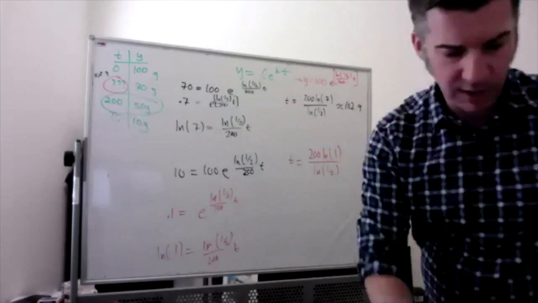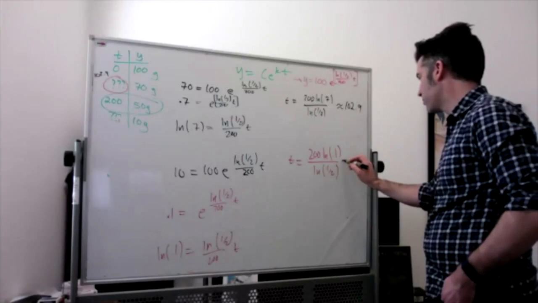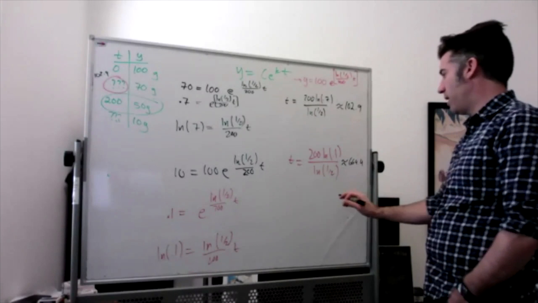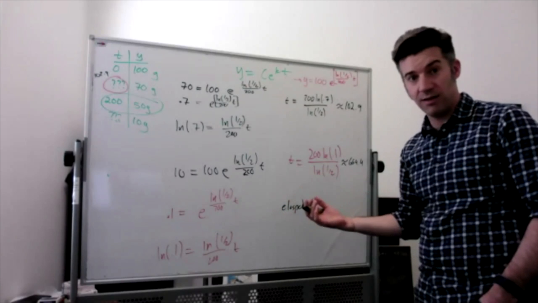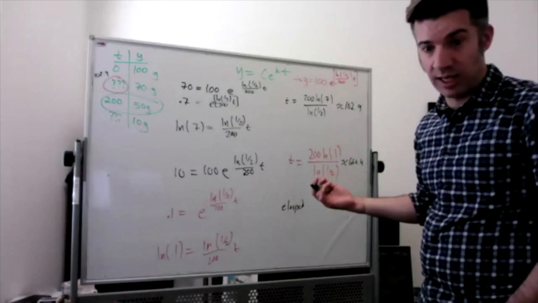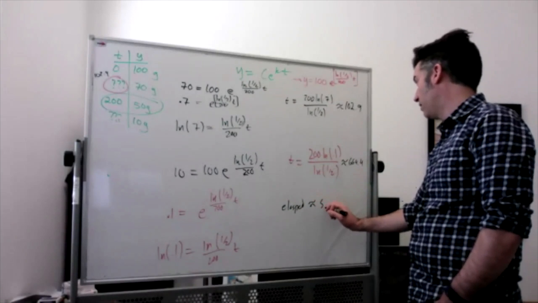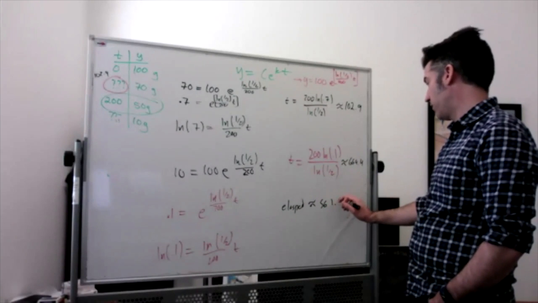You get about 664.4. So the elapsed time from starting at 70% and ending at 10% is going to be this minus this. So approximately 561.5 years.